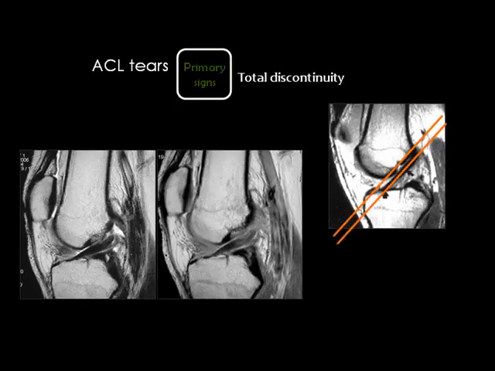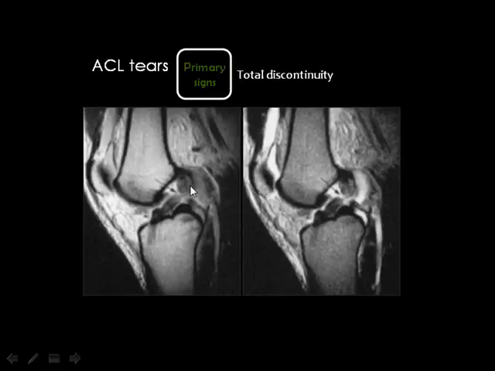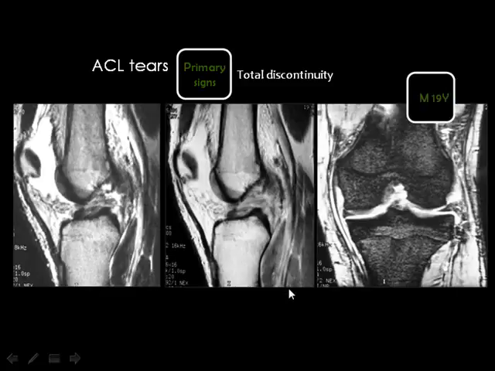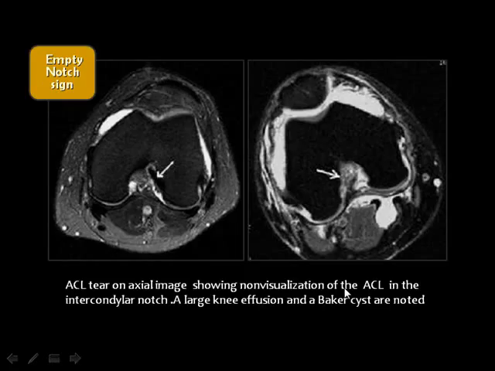Then look at this image, for example. You see, this is the anterior cruciate ligament, and you see a gap in the ligament itself, and the gap is filled with fluid. Then you know that the ligament is torn. Look at this example. Can you see the anterior cruciate ligament? You cannot see it. If you go to the coronal, you don't see the anterior cruciate ligament in the notch. Then the ligament is torn. Look at this image. This is the normal anterior cruciate ligament, and here you do not see a ligament in the notch, and then the ligament is torn.